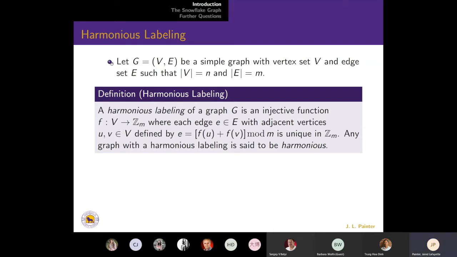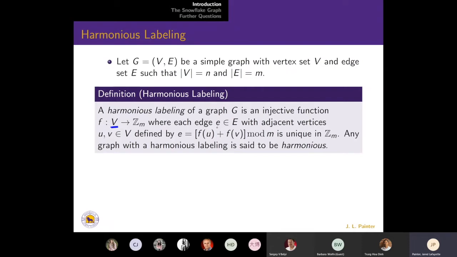So I'm going to assume we're dealing with standard graph notation. We've got a graph G with a vertex set V and an edge set E. We're going to be dealing with only simple graphs. And just for the sake of our harmonious definition, we'll say that the vertex set has n vertices and the edge set has m edges. So we define a harmonious labeling to be an injective function from the vertex set to Z mod m, so Z mod the number of edges that we have in our graph.